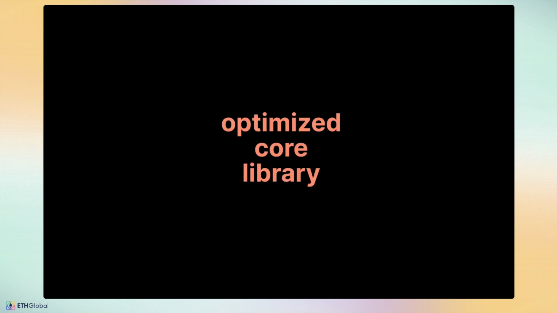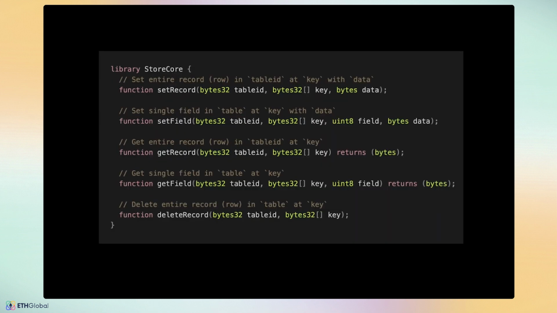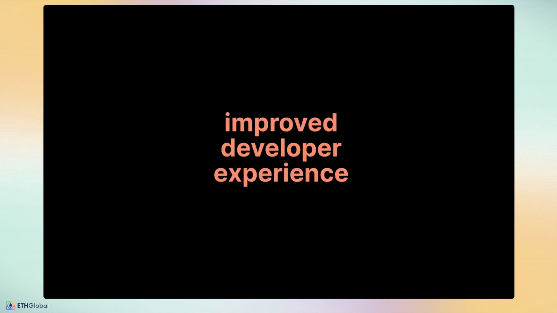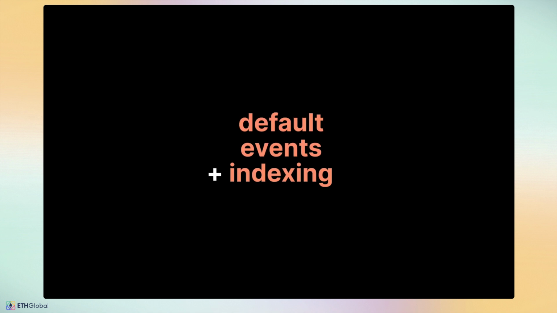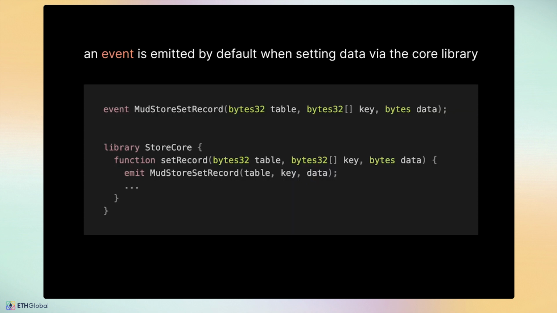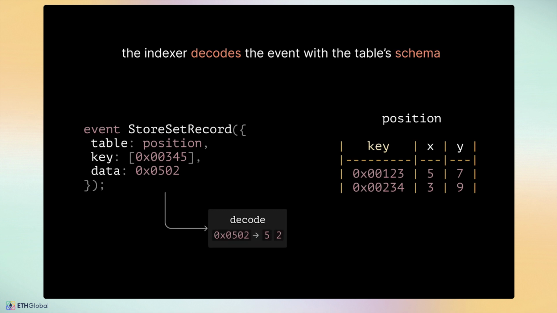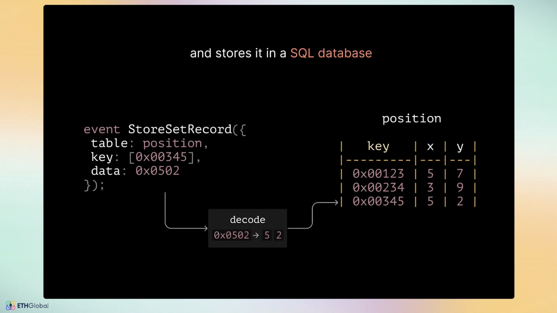The data in these tables is modified through the optimized call library, but you as a developer never have to actually touch this call library directly, but rather we generate typed wrapper libraries for you based on the table schema. And another thing that you as a developer never have to worry about is emitting events for when data changes, because the call library does it automatically, and then based on these events, the default indexes can index the data and make it available in an SQL database to any client.